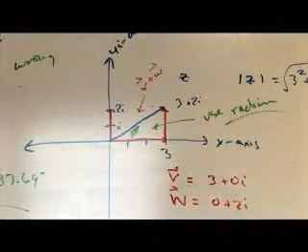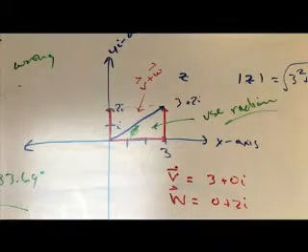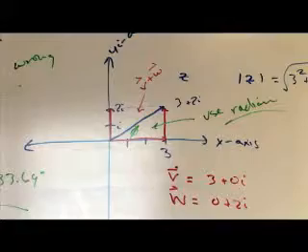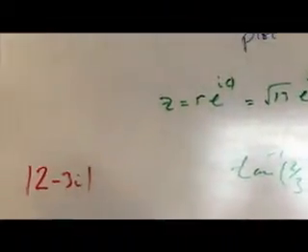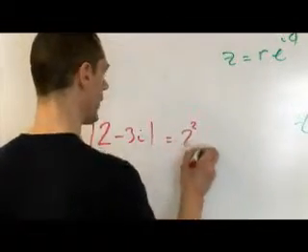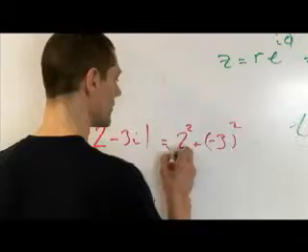More homework problems for you. Another one that's pretty easy. I think they want us to find the absolute value, which is the modulus, of 2 minus 3i. What is this? Well, this is going to be the square root of 2 squared plus minus 3 squared.